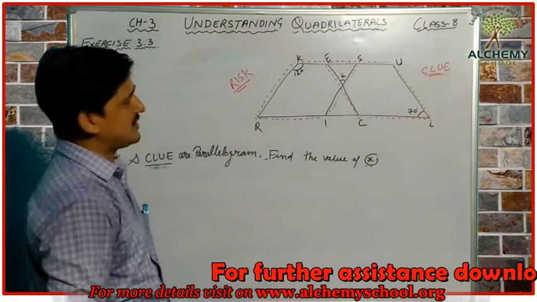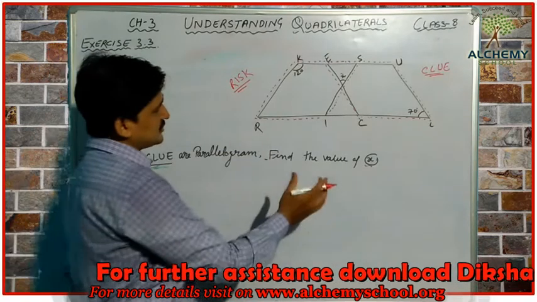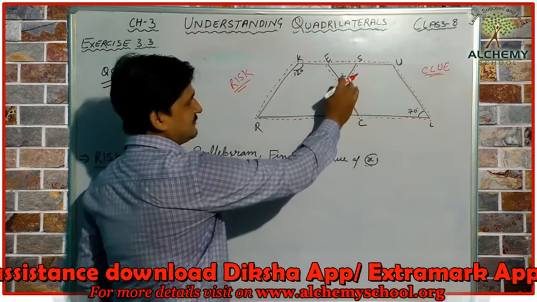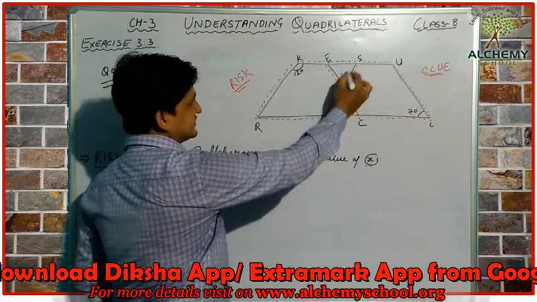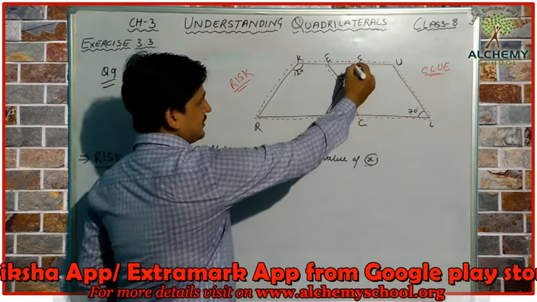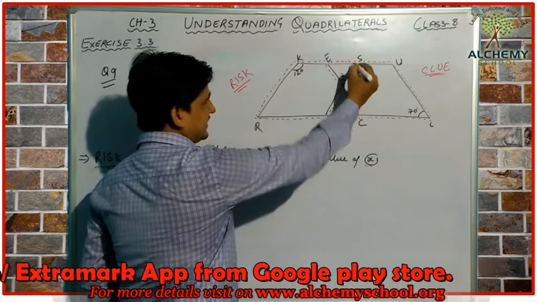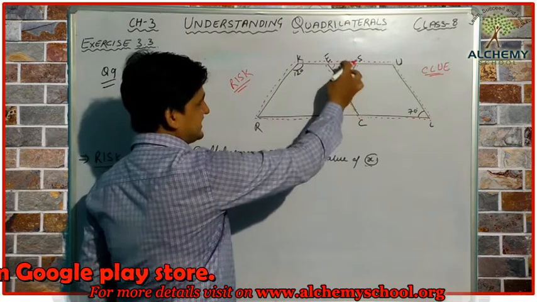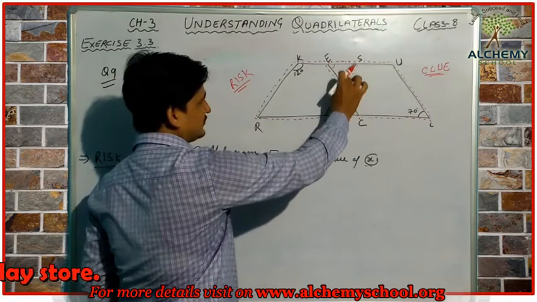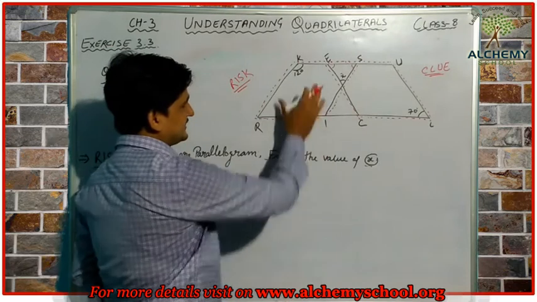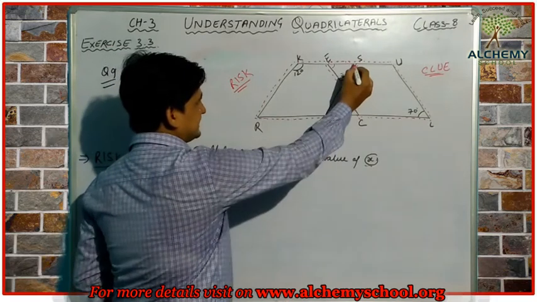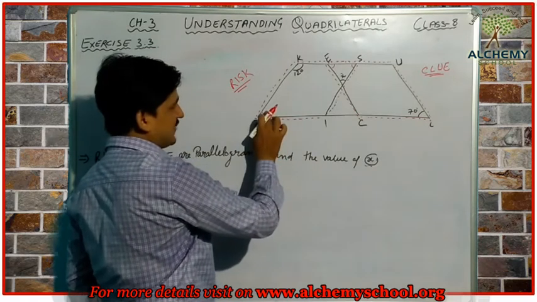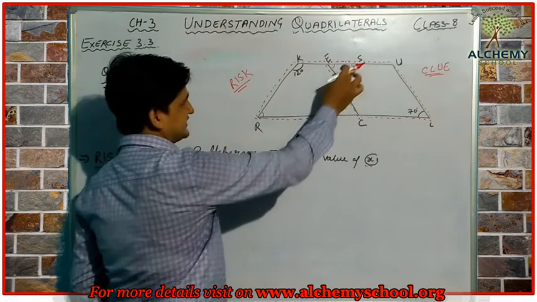How can we find the value of x? First of all, we have to understand the figure. We can see this is a small triangle. When we find the value of this angle, then we can easily find the value of this x. This is a parallelogram. This angle is exactly opposite of this angle. So if you are able to find this angle, you can easily find this angle also.